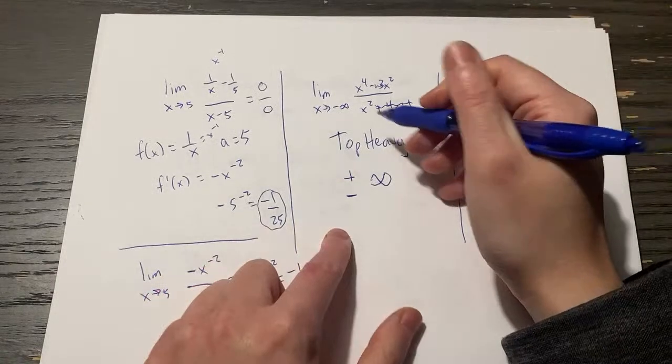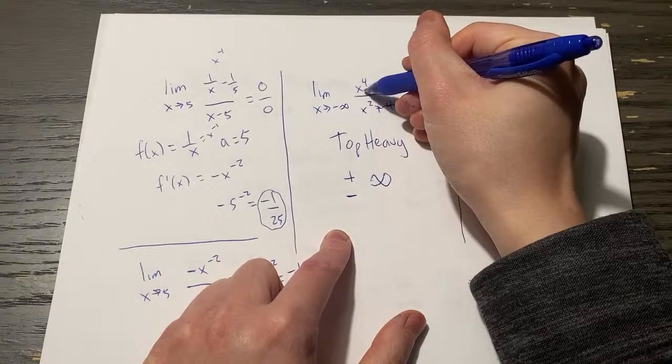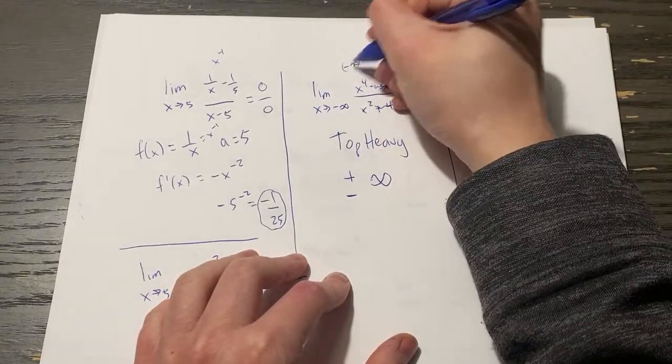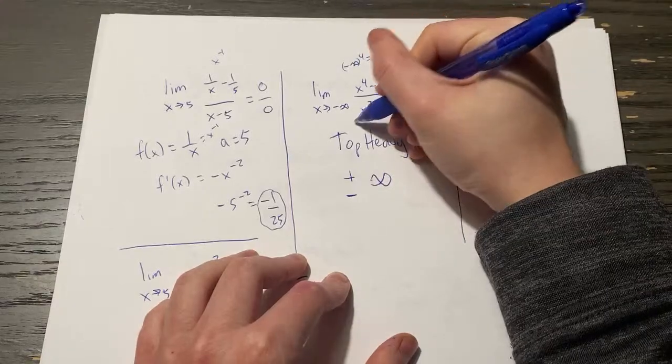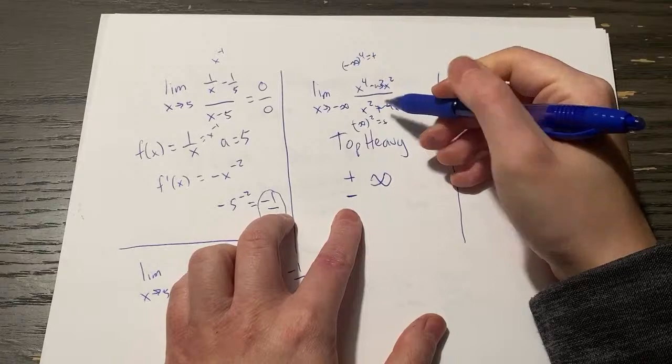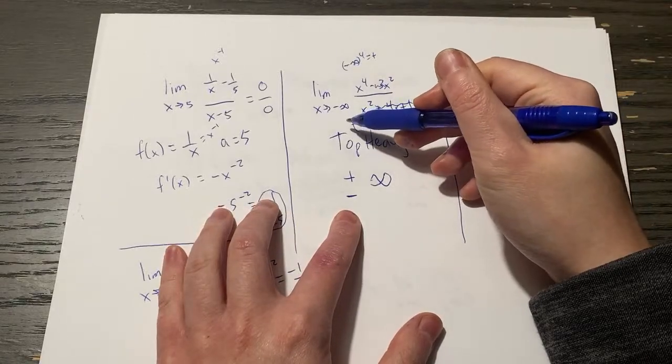So to do so, what we're going to do is we're going to take negative infinity and plug it into the top one, and that'll be negative infinity to the 4th. That's positive. And then the bottom one, it's going to be also positive. So this one, even if we're going to negative infinity, this answer will be positive infinity.